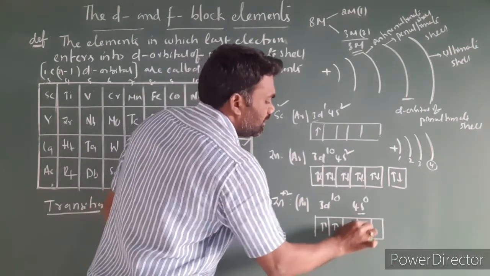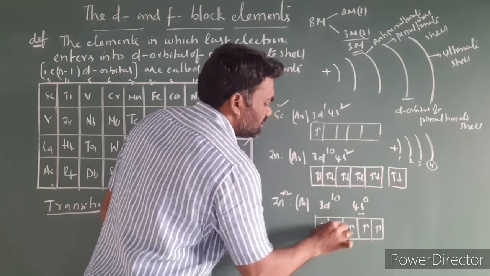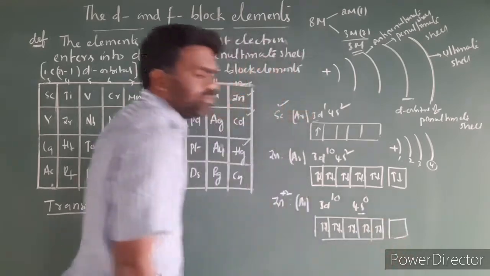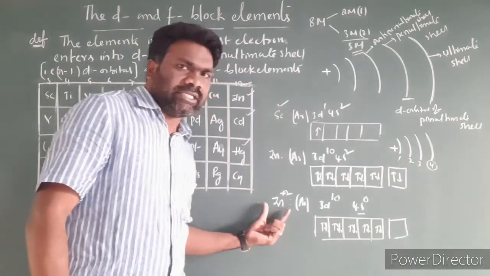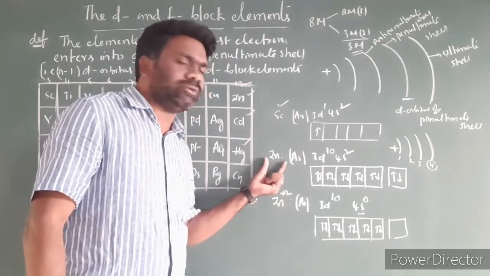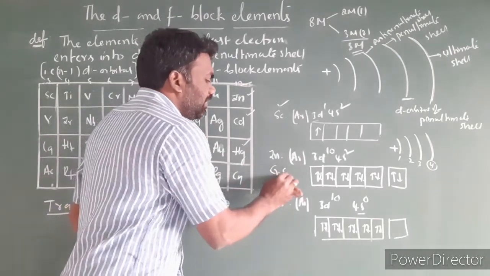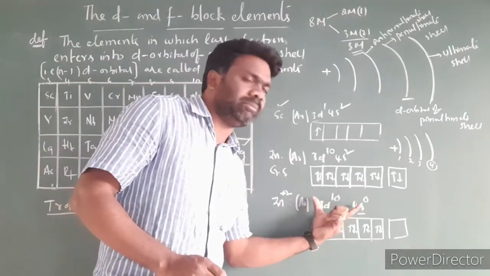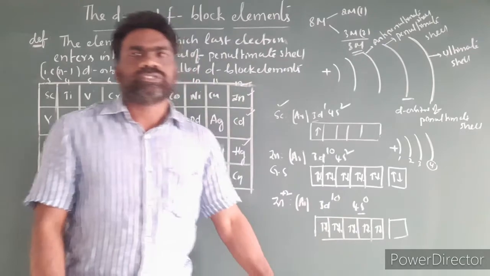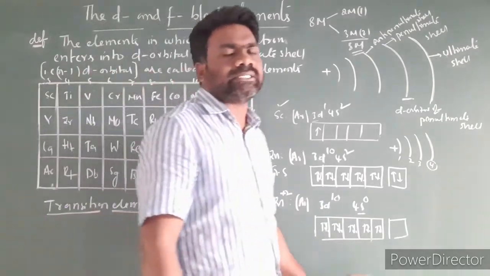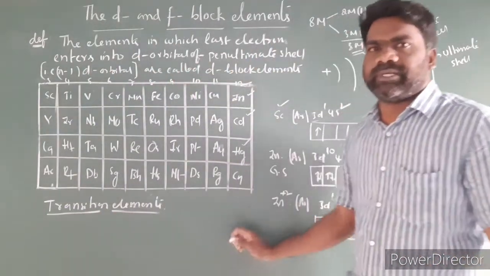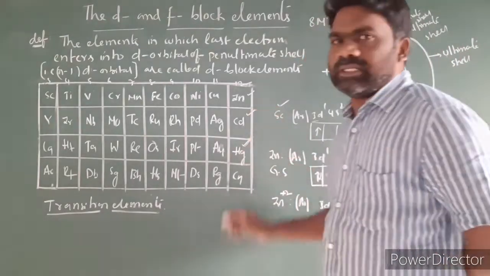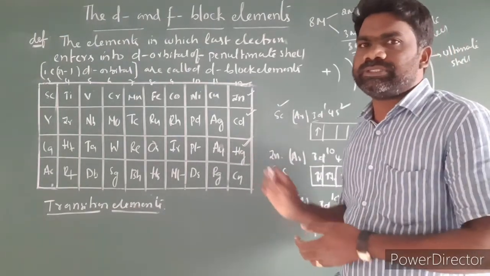1, 2, 3, 4, 5, 6, 7, 8, 9, 10 and the s orbital is 0. Look at the oxidation state of zinc, and this is the ground state. In the ground state, even in the oxidation state, it has a completely filled d orbital. So due to the presence of a completely filled d orbital, zinc is not a transition element, but it is a d block element. Even cadmium and mercury are d block elements but not transition elements.